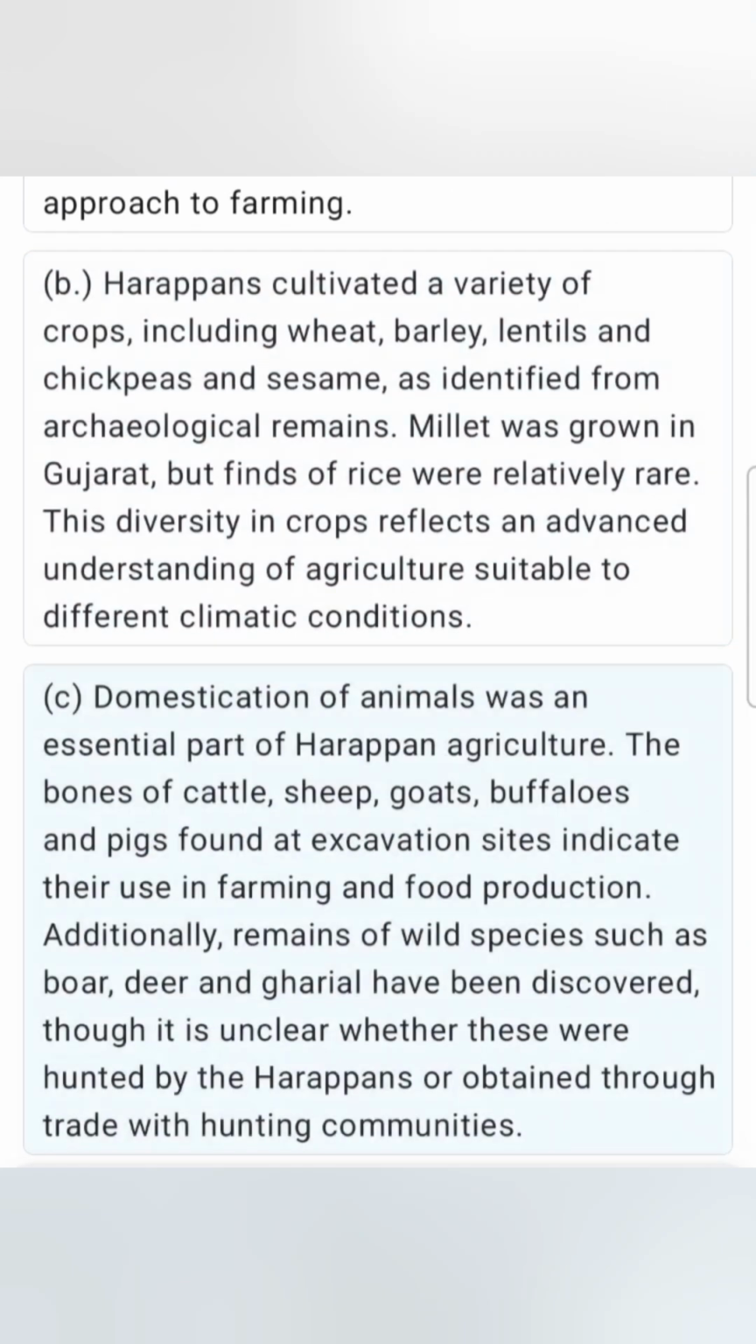C. Domestication of animals was an essential part of Harappan agriculture. The bones of cattle, sheep, goats, buffaloes and pigs found at excavation sites indicate their use in farming and food production. Additionally, remains of wild species such as boar, deer and gharial have been discovered, though it is unclear whether these were hunted by the Harappans or obtained through trade with hunting communities.